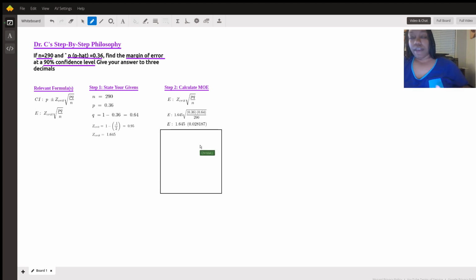I advise that you split it up so there are no missteps, and if there are, we can figure out where they are quicker. So it's 1.645 times 0.028187. I did round, and if you do it on your calculator, you don't have to do all of that. When we multiply that together, it says give your answer to 3 decimals. We get 0.046, and that is your answer.